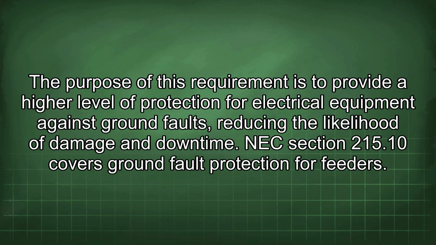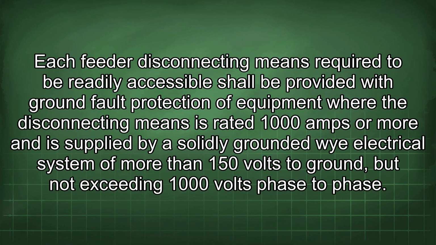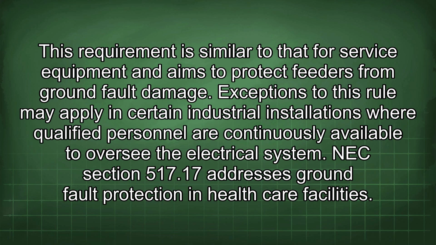NEC Section 215.10 covers ground fault protection for feeders. Each feeder disconnecting means required to be readily accessible shall be provided with ground fault protection of equipment where the disconnecting means is rated 1000 amps or more and is supplied by a solidly grounded wye electrical system of more than 150 volts to ground, but not exceeding 1000 volts phase to phase. This requirement is similar to that for service equipment and aims to protect feeders from ground fault damage. Exceptions to this rule may apply in certain industrial installations where qualified personnel are continuously available to oversee the electrical system.